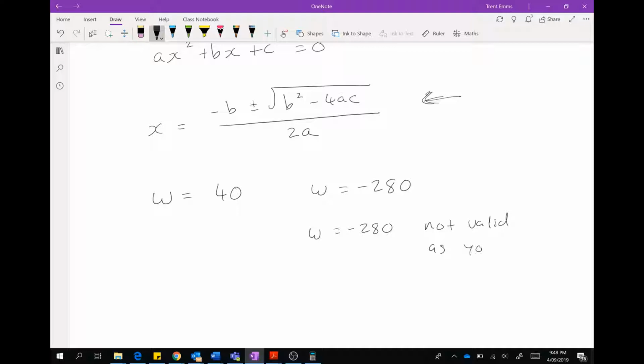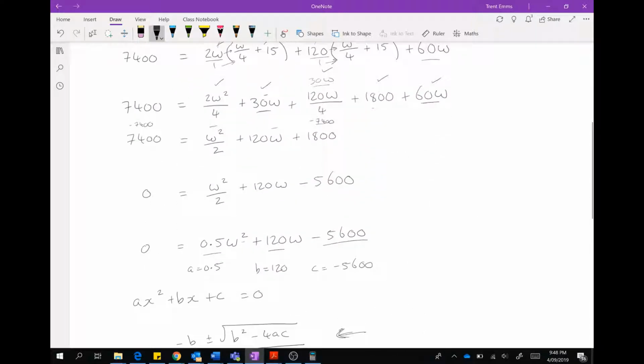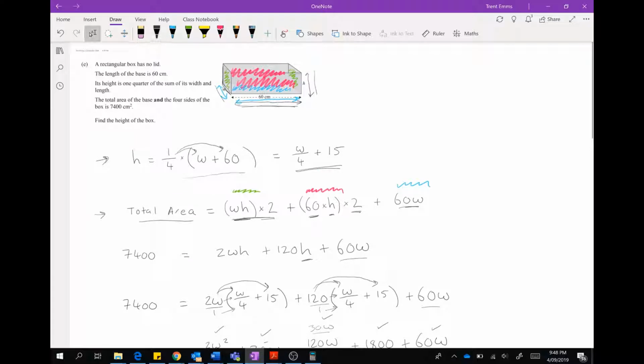After this, let the examiner know that w equals 40 and negative 280 is not valid, as you can't have a negative width or a negative length. So the only solution that will work is this one here. So we'll just make sure we're answering what we wanted at the start. Alright, find the height of the box.